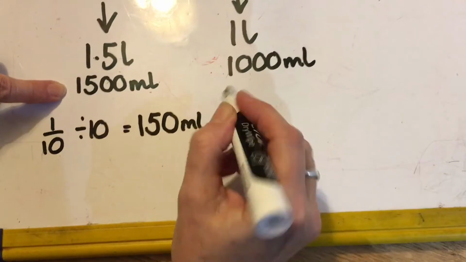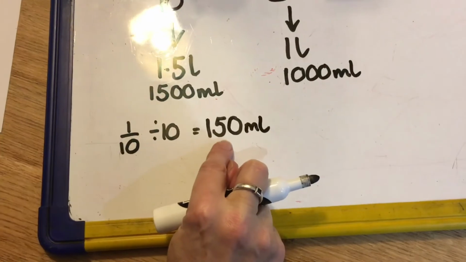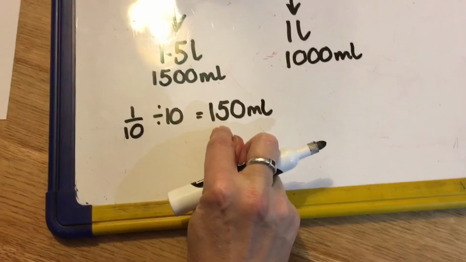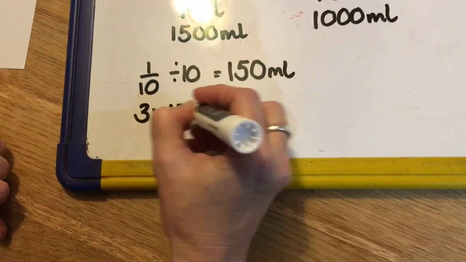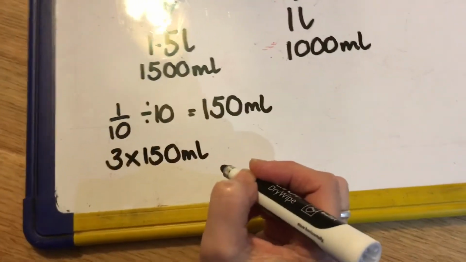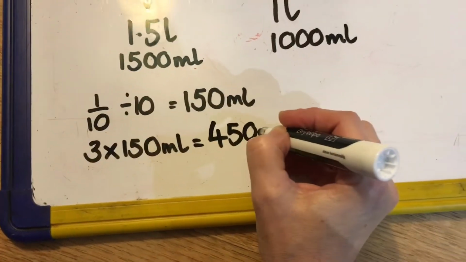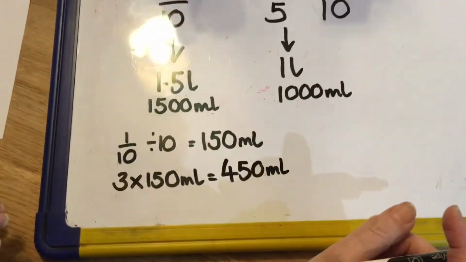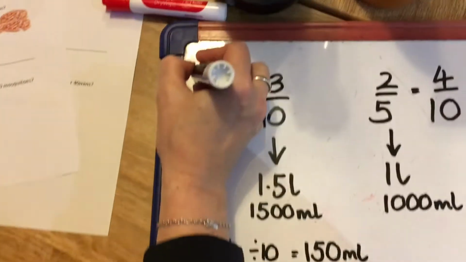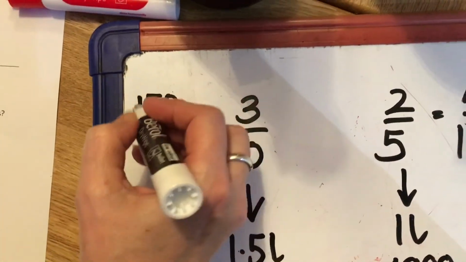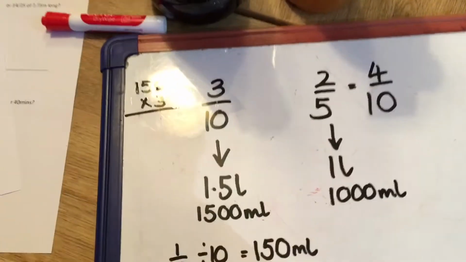150 millilitres. But remember, I didn't want 1/10, I wanted 3/10, so I now have to multiply this 150 by 3. I need 3 lots of the 150 millilitres, and that comes to 450 millilitres. I'm sure that you will be able to do this in your head, but remember, if you can't, you can set out a calculation. So we were doing 150 times 3. I won't do it, but that's how you could set it out.